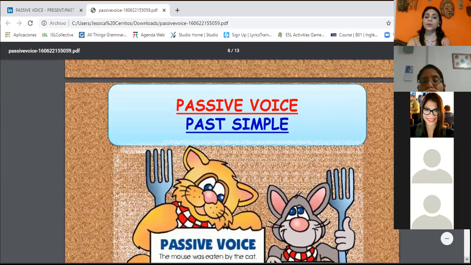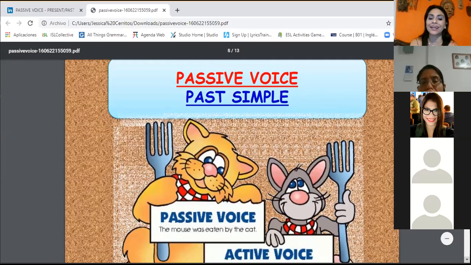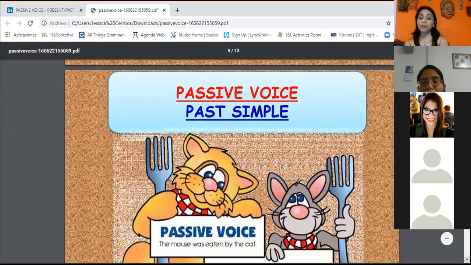Okay, this one, who wants to read this one? I need another volunteer, so everybody participates. Gabriel, excellent. Look at this one right now. The passive voice: the mouse was eaten by the cat. Switch it back to active.